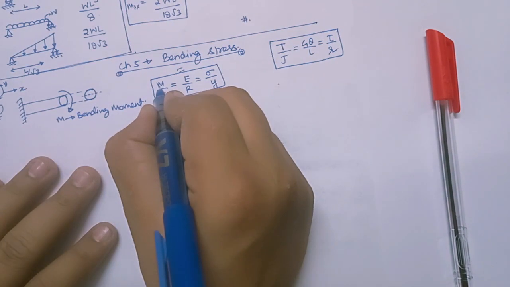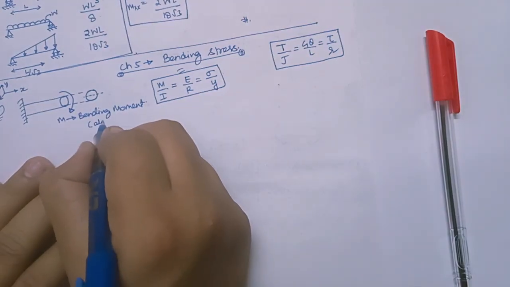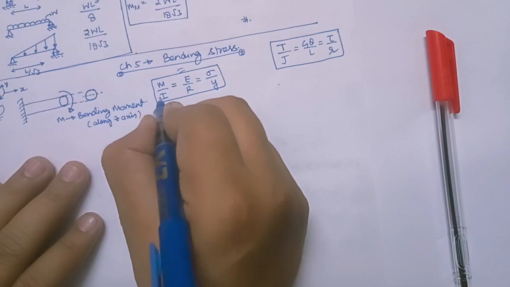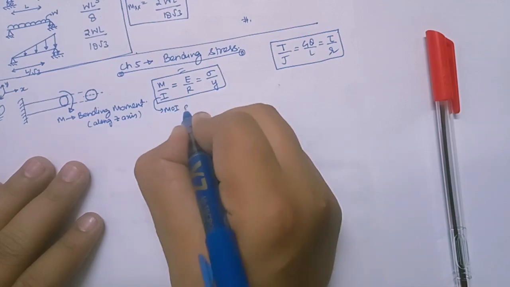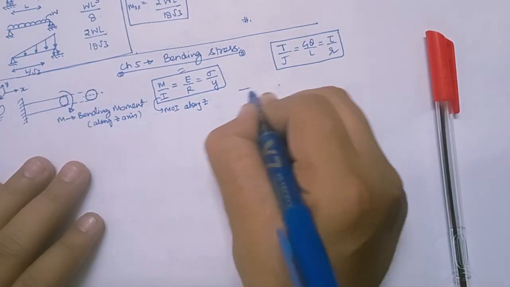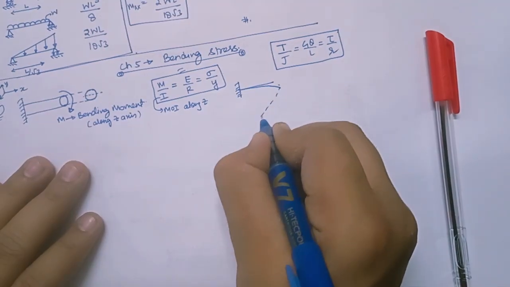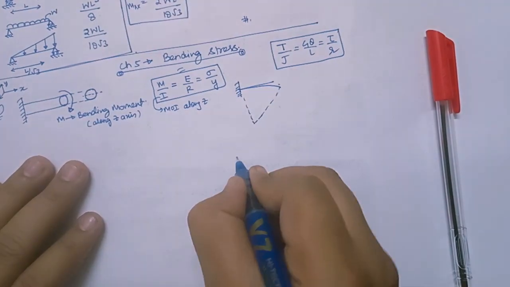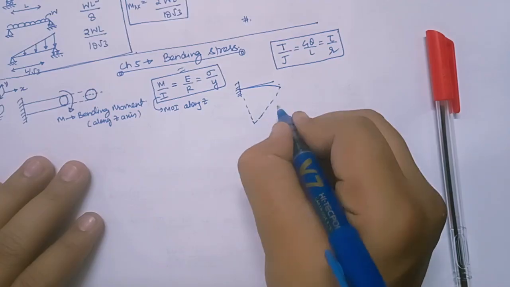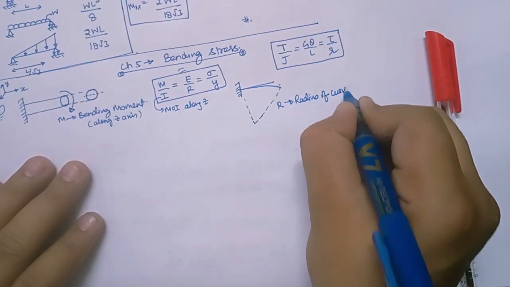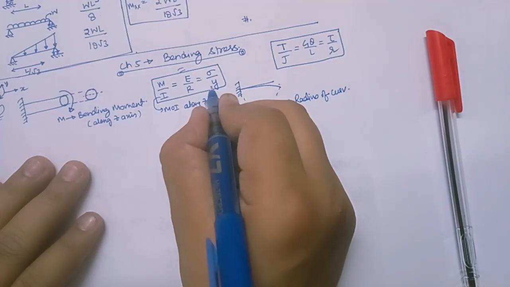See, bending moment, I have just told you, is along Z axis. In the similar way, the moment of inertia is also along Z axis, right? And if I talk about a cantilever, it is going to bend like this. After bending, it will have a radius of curvature. This is called radius of curvature, right? And what is Y? Y is the distance from the neutral axis.